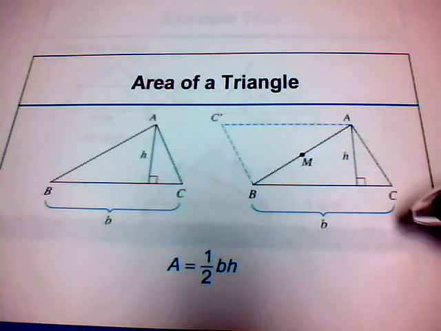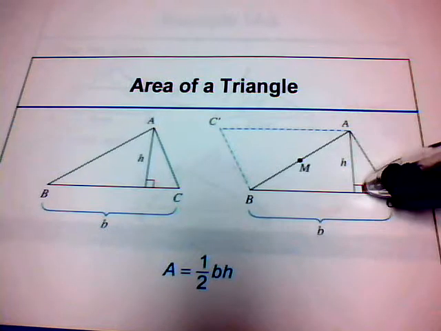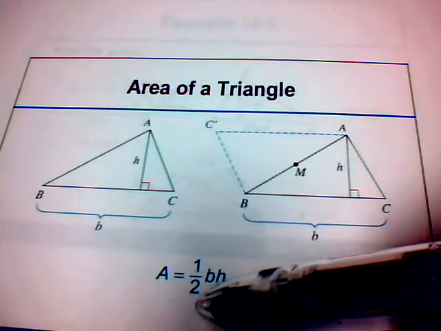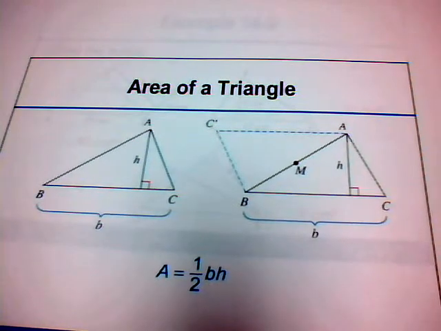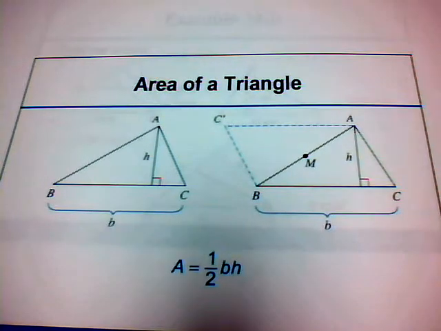And of course, the area of a parallelogram is going to be the base multiplied by the height. But since we have a triangle, it's half that. So it'll be 1/2 the base times the height, because the triangle is 1/2 the area of a parallelogram.